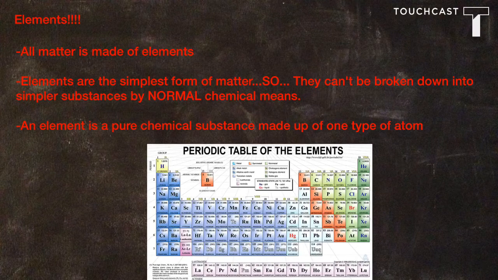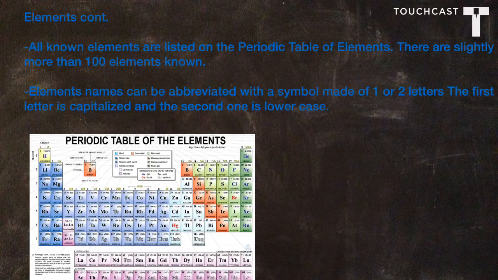And hey, look, it's the periodic table of elements. All known elements are listed on the periodic table of elements. There are slightly more than 100 elements known so far, but just last year we had another element added, so there's always more for us to know.